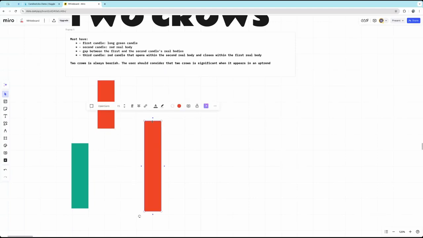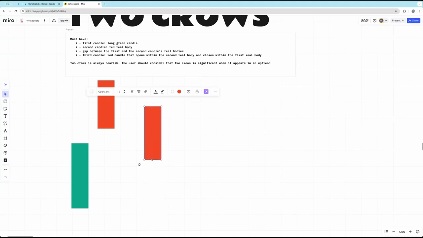The open can only be within the second candle's body. This means this is the highest the open can start and this is the lowest. Anywhere between these 2 points is fine. The close also has to be within the green candle's body. This is the lowest point the close can be and this is the highest the close can be. Anywhere between these 2 points is fine.